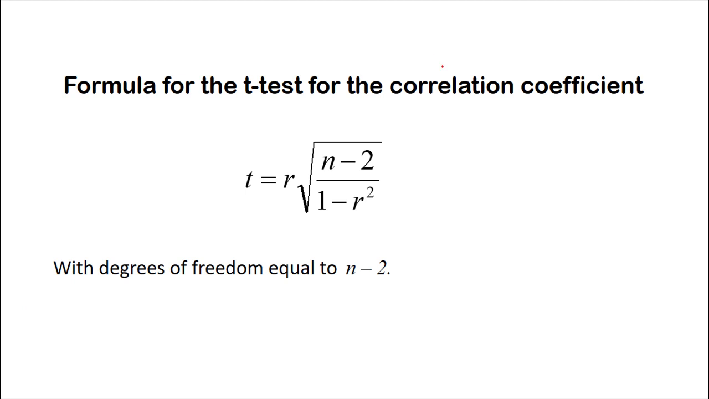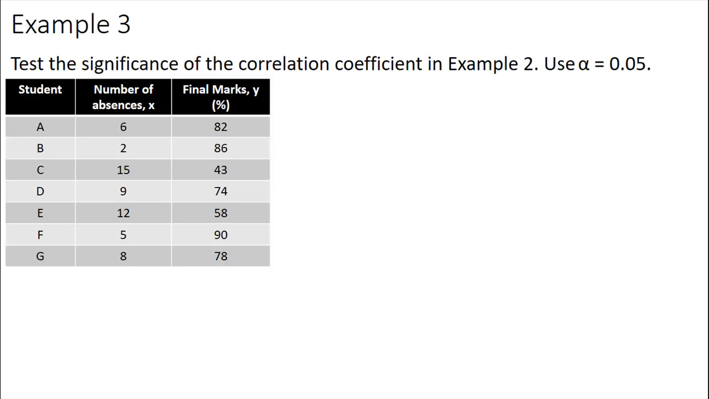Maybe we can try one example on hypothesis testing, and this is the formula for the t-test for the correlation coefficient. We use the t distribution. T is equal to r multiplied by the square root of n minus 2, divided by 1 minus r square, with the degree of freedom equal to n minus 2, where n is the number of samples. We use the degree of freedom to find the value from the t distribution table.